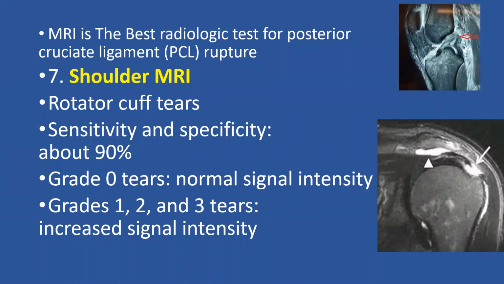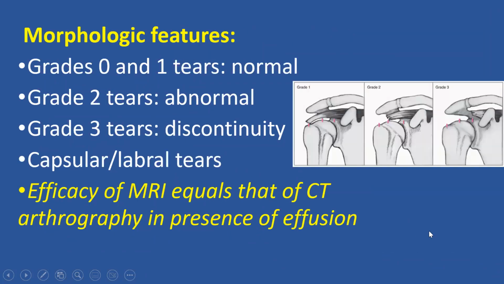If you look at the slide on the right-hand side, the section of the shoulder, you see that the rotator cuff is detached from its insertion and displacing medially. And you have a significant amount of increased signal intensity overhead secondary to edema, secondary fluid on T2. The morphologic features of rotator cuff tear: grades 0 to 1 tears are normal, grade 2 tears are abnormal, they're recessed, grade 3 tears, definitely there is discontinuity.